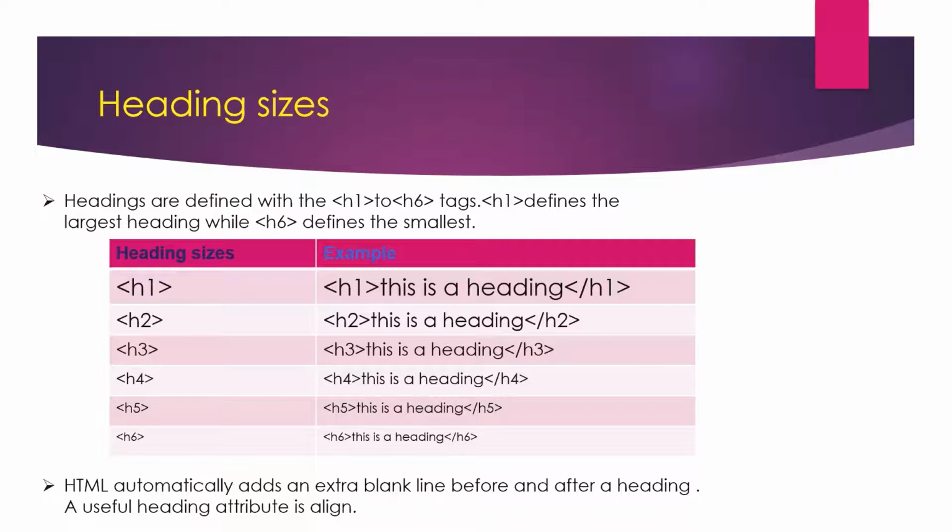So, headings are defined with the H1 to H6 tags. H1 defines the largest heading while H6 defines the smallest. The examples are given below. Now HTML automatically adds an extra blank line before and after a heading. A useful heading attribute is align.